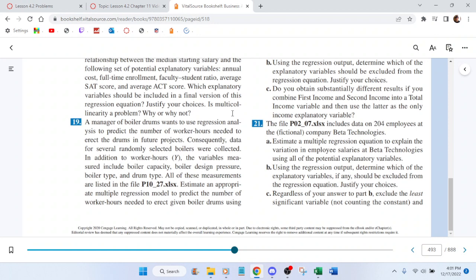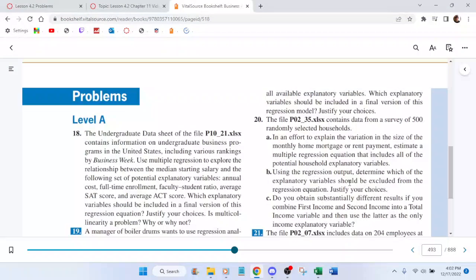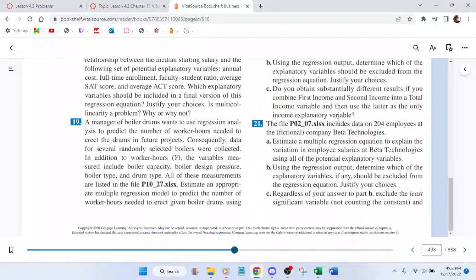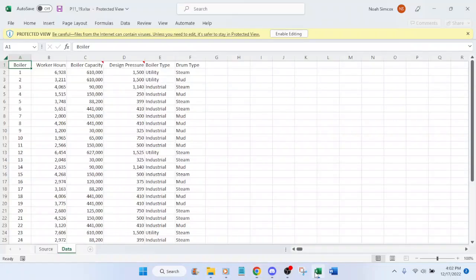Estimate an appropriate multiple regression model to predict the number of worker hours needed to erect given boiler drums. Using all the available explanatory variables, which explanatory variables should be included in the final version of this regression model? Justify your choices.